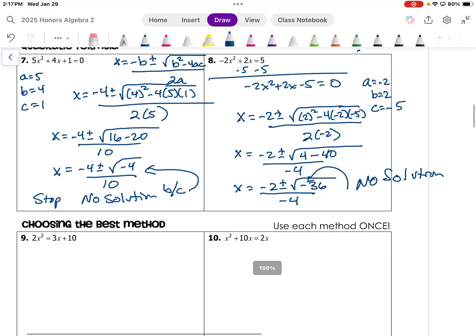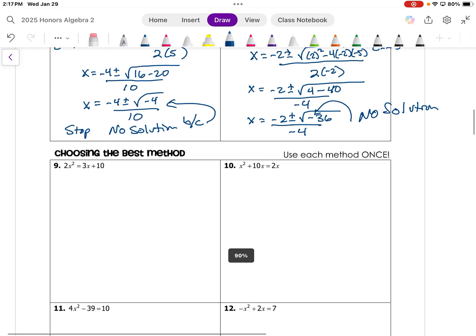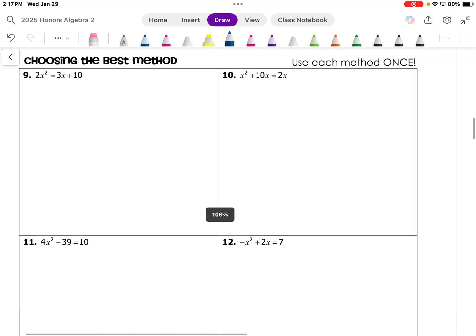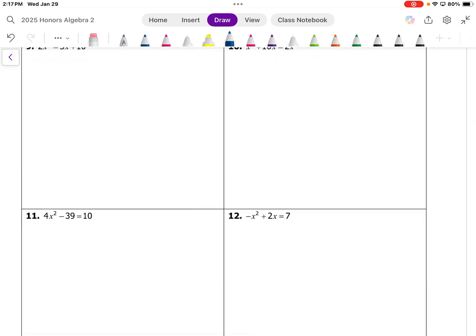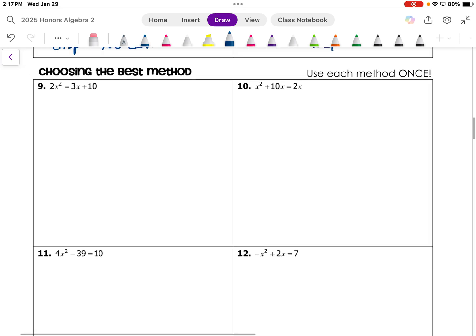So, all right, now, choosing the best method. Which one should you choose? Now, looking at these examples real quickly, 11 we should be doing by what method? Does it have the bx term? No. So we should be doing the square root method on this one. Now, on the first one, number 9, that's off the table because I got a 3x in there.